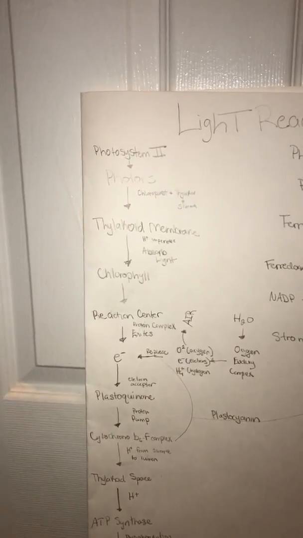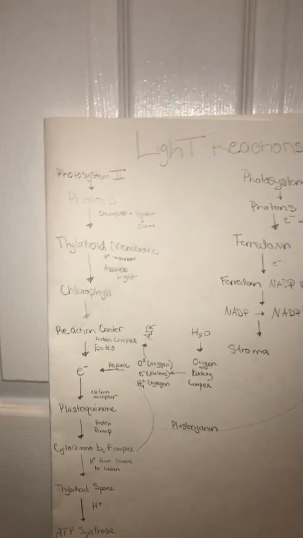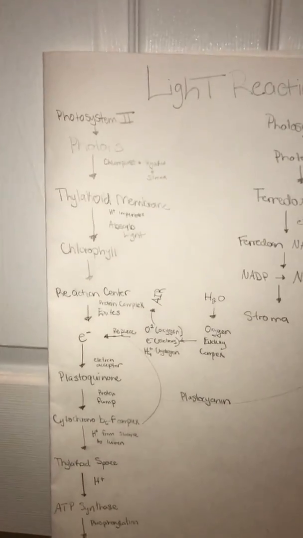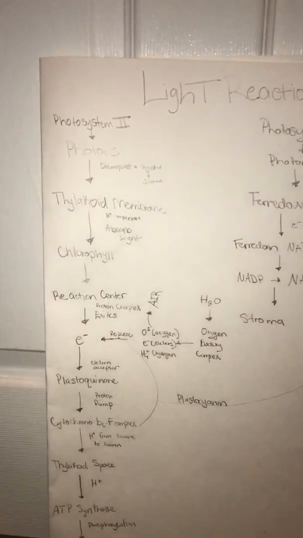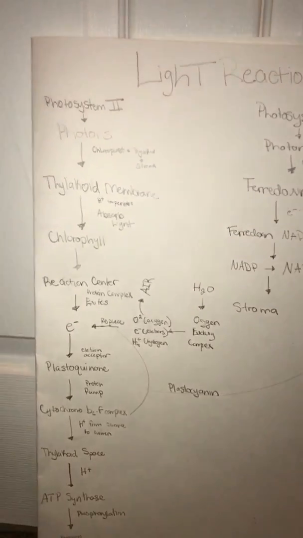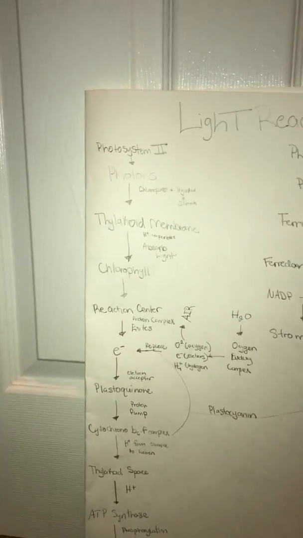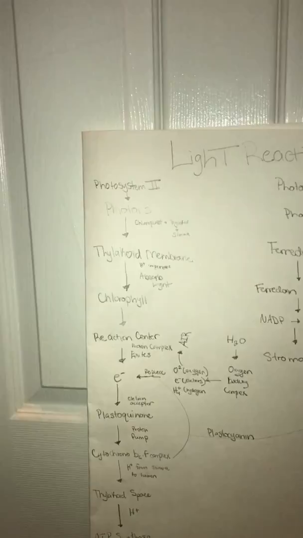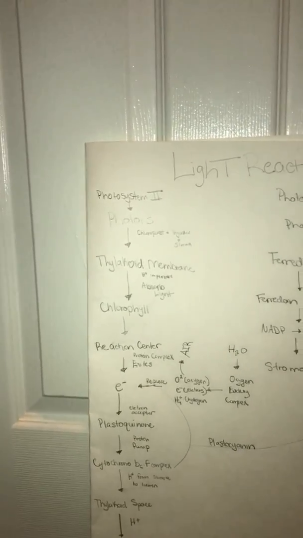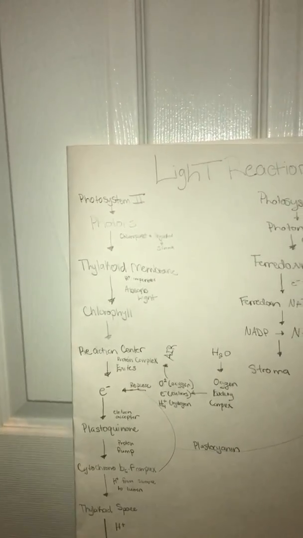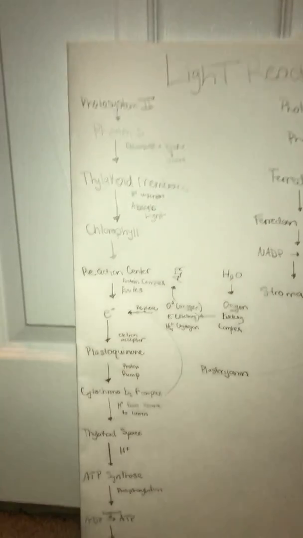the B6F complex. However, around the same time, the water that is being used in photosynthesis travels to the oxygen evolving complex. And the oxygen evolving complex hydrolyzes water, so it breaks it apart into oxygen, electrons, and hydrogen, which are protons. And the electrons from the water replace the electrons that are accepted in the plastoquinone.